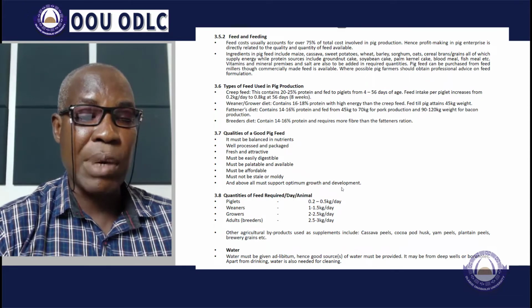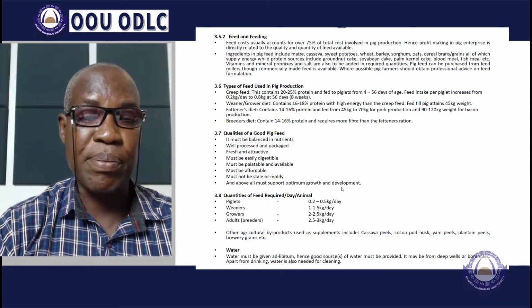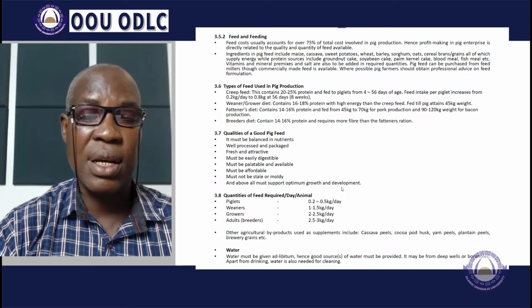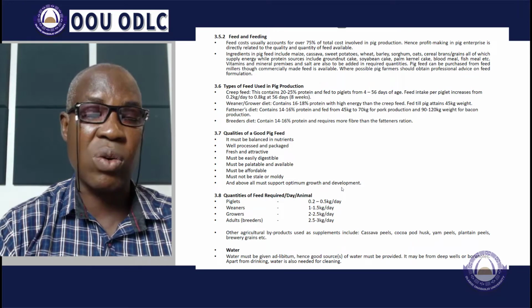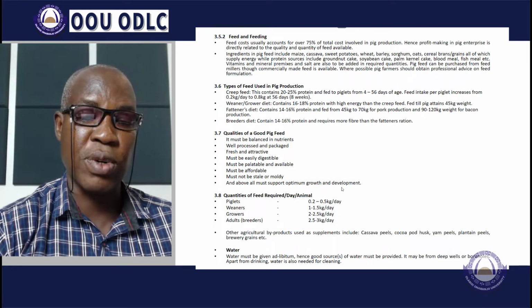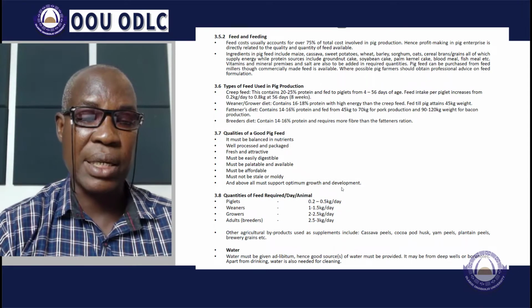Quantities given to animals per day are also spelled out here. Piglets, 0.2 to 0.5 kg per day. Weaners, 1 to 1.5 kg per day. Growers, 2 to 2.5 kg per day. And adults, that is the breeders, 2.5 to 3 kg per day.